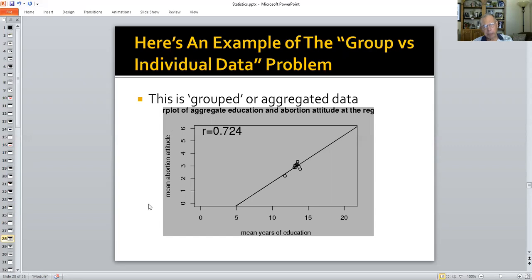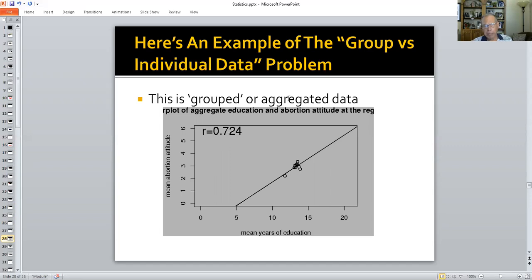In this particular study, they wanted to see if the years of education correlated with the attitude towards abortion. Okay? Years of education doesn't correlate, but this, now notice the plots here. And they look at that and say, look at that, my, R equals 0.724, fantastic.